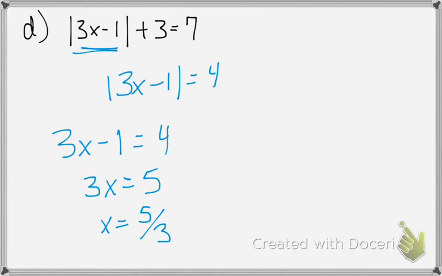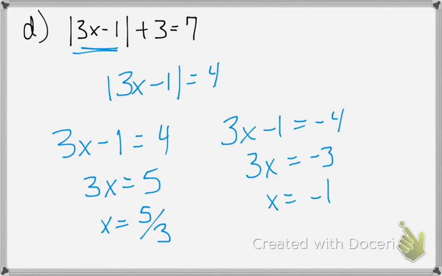The other situation would be the inside of the absolute value being a negative 4. So I could have 3x minus 1 is equal to negative 4, or 3x is equal to negative 3, or x is equal to negative 1. So in this case, I also had two solutions.